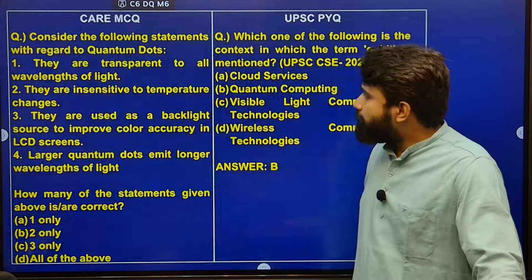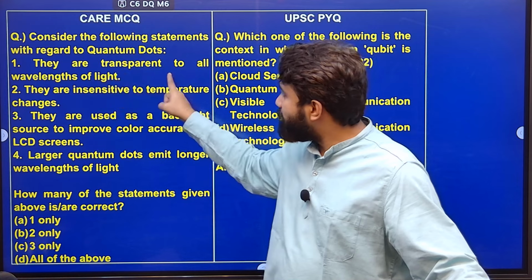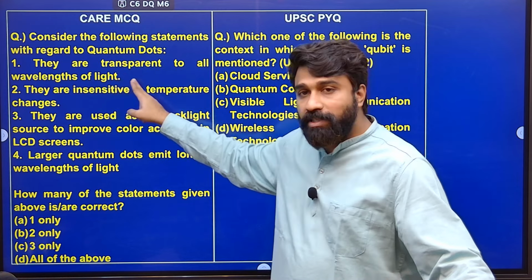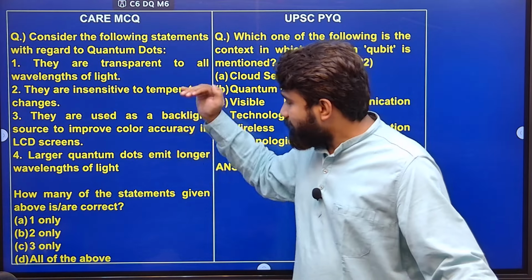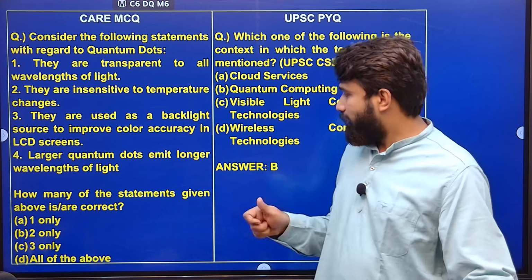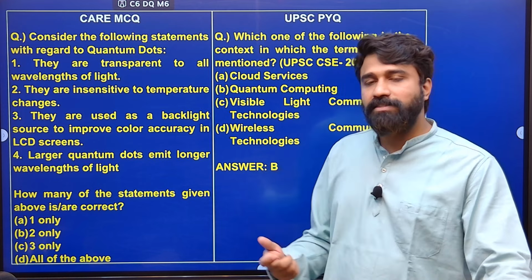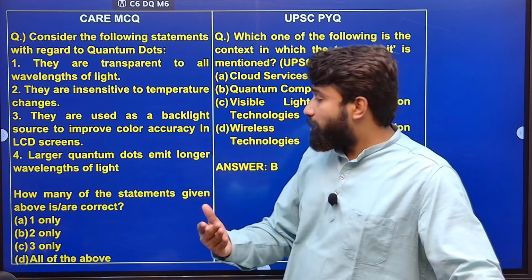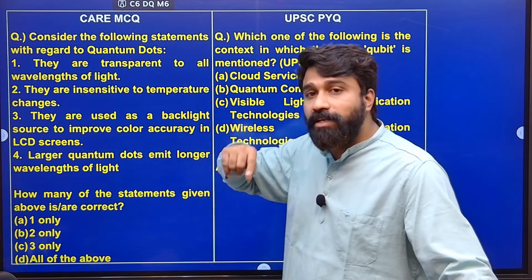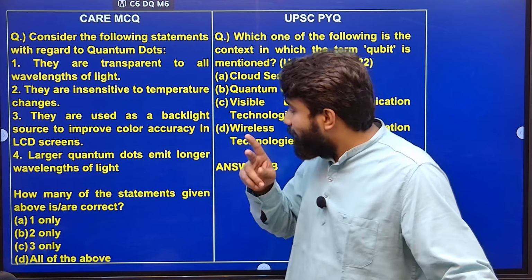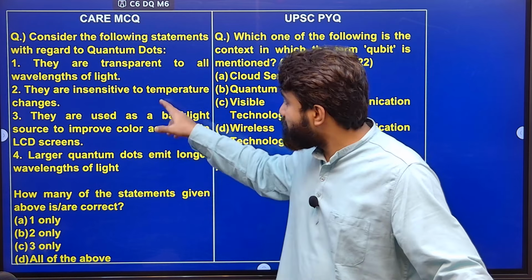Next, coming to the first statement regarding quantum dots, it says they are transparent to all wavelengths of light. Actually, this is not true. Based on the size of the quantum dot, they will emit different wavelengths of light. Larger quantum dots emit longer wavelengths. So, they are not transparent to all wavelengths, and based on their size, their functionality will also change according to the changing temperature.